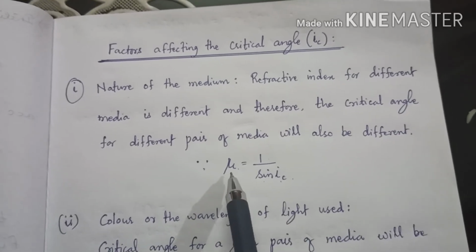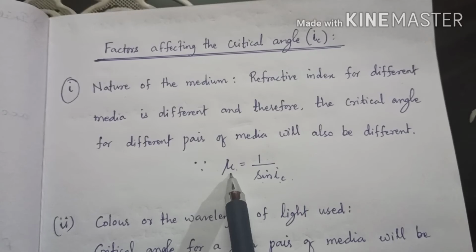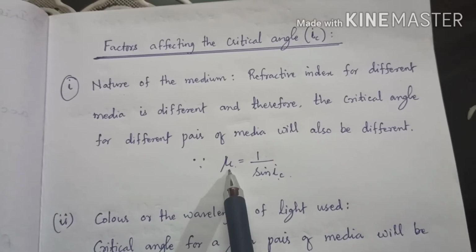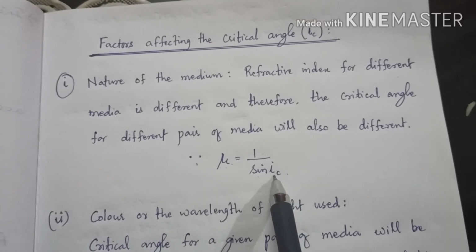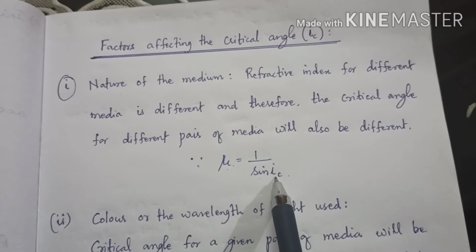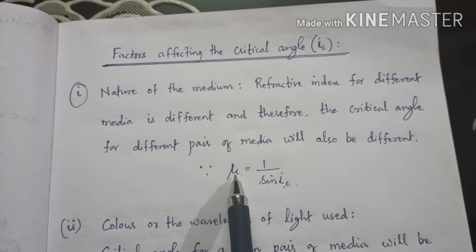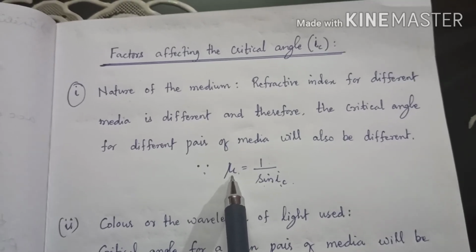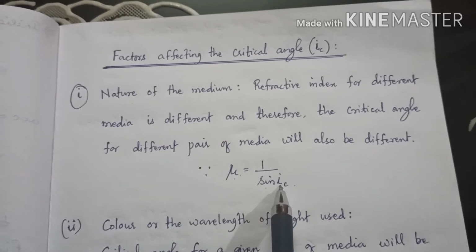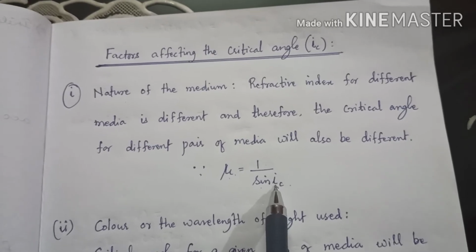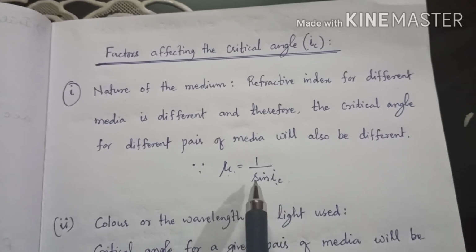As the value of the refractive index is different for different pairs of media, therefore the critical angle for different pairs of media will also be different. If a medium has a low value of refractive index, then that medium will have a higher value of critical angle. They are in a way inversely related to each other.